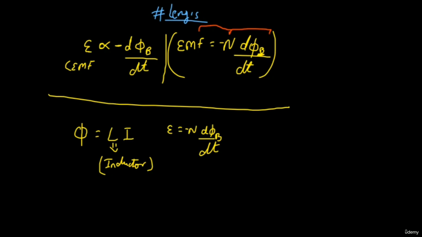Okay, now phi is going to be equal to Li. So what we're going to do is separate this thing. So minus L, or let's just say remove N, as this is the number of turns. We don't want the number of turns right now. So L di by dt.